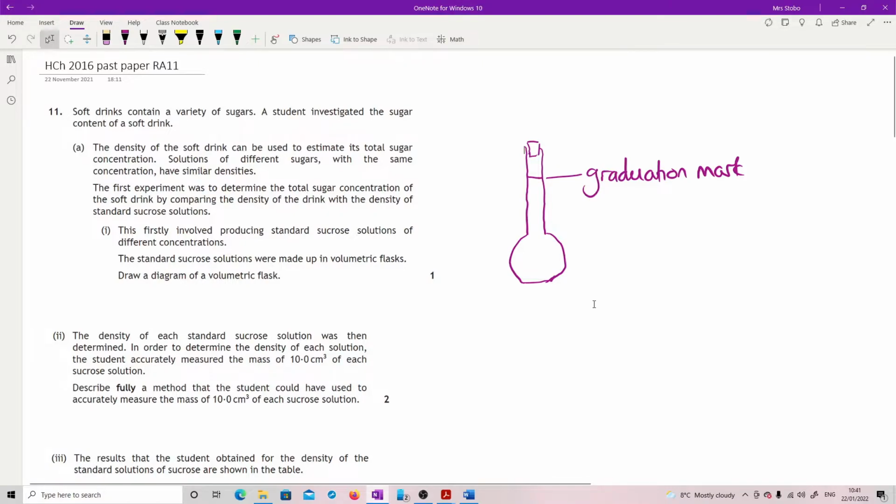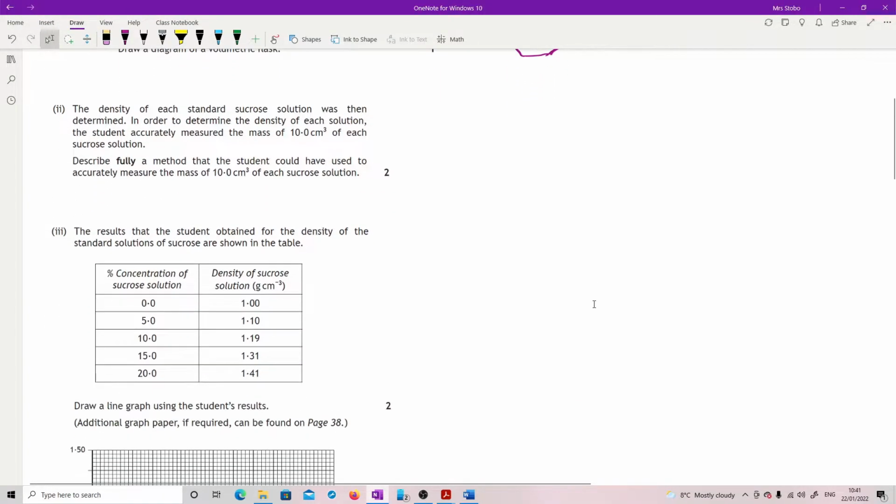The density of each standard sucrose solution was then determined. In order to determine the density of each solution, the student accurately measured the mass of 10 centimetres cubed of each sucrose solution. Describe fully a method that the student could have used to accurately measure the mass of 10 centimetres cubed of each sucrose solution.